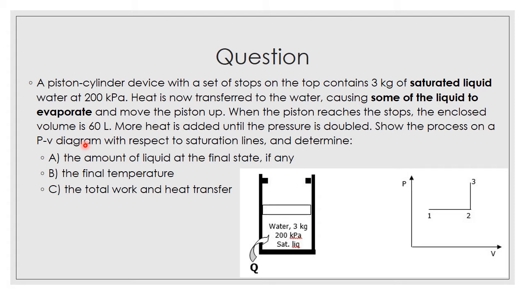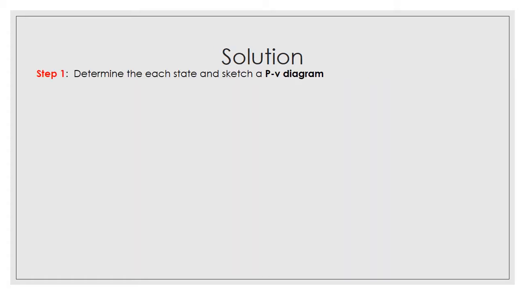Show the process on a P-v diagram with respect to the saturation line. A, the amount of liquid at the final state, if any. So this one refers to the mass of fluid in kilograms. B, final temperature. So we need to determine what is the temperature at state 3. And last but not least, the total work and heat transfer. So total work refers to the W, and the heat transfer refers to the Q or Q net. Okay, so this is the step of solution.